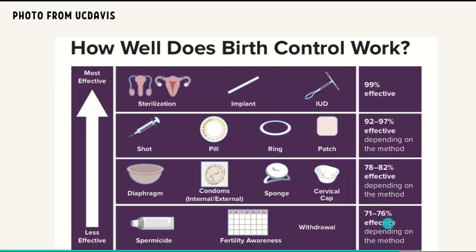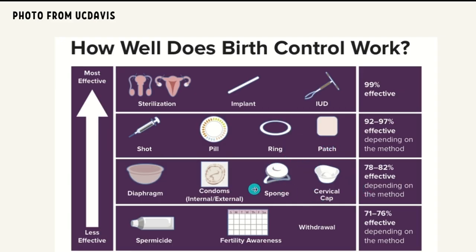So basically, the next step is, and these are the least effective: spermicide and fertility awareness, meaning that you would track the cycle to be aware of when you're ovulating, because if somebody is ovulating, that is the time when they're most likely to get pregnant, right? For some reason. We don't know the science behind that, but whatever. Okay, yep, so less effective. This is 71 to 76% effective. And then this next round is 78 to 82% effective, depending on the method.